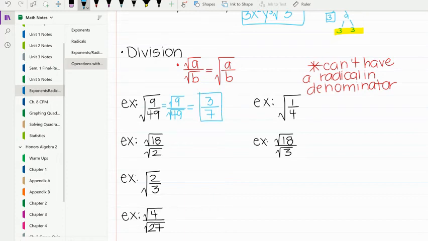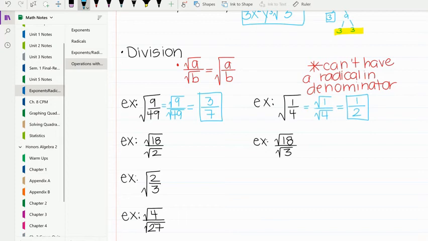Easy. Next one. Can I do 1 divided by 4? Not easily. So then I'm going to have the square root of 1 over the square root of 4. So the square root of 1 is 1. The square root of 4 is 2. So my answer would be 1/2.